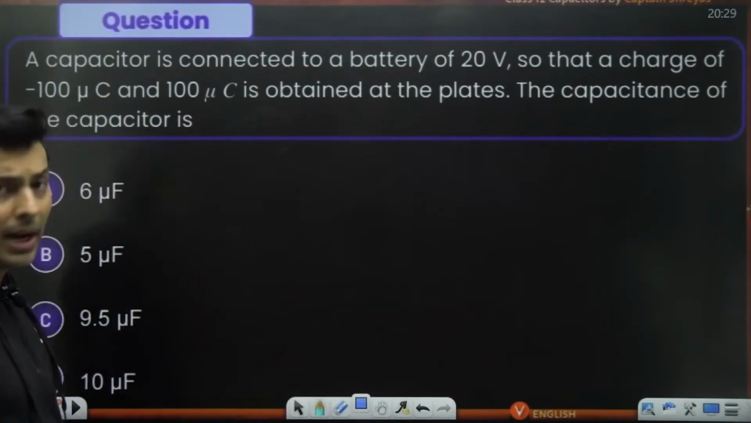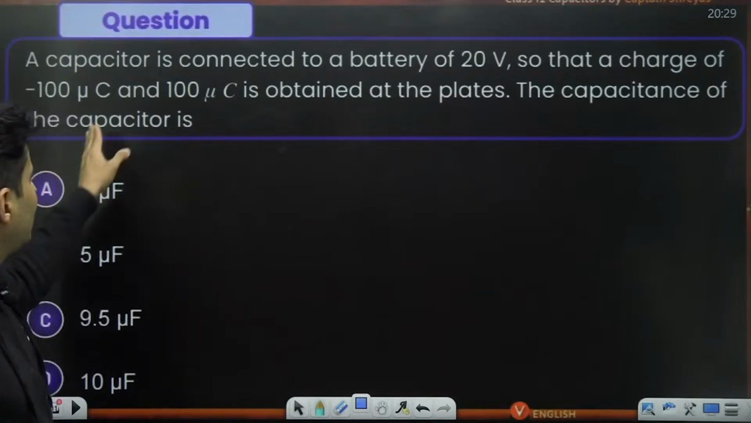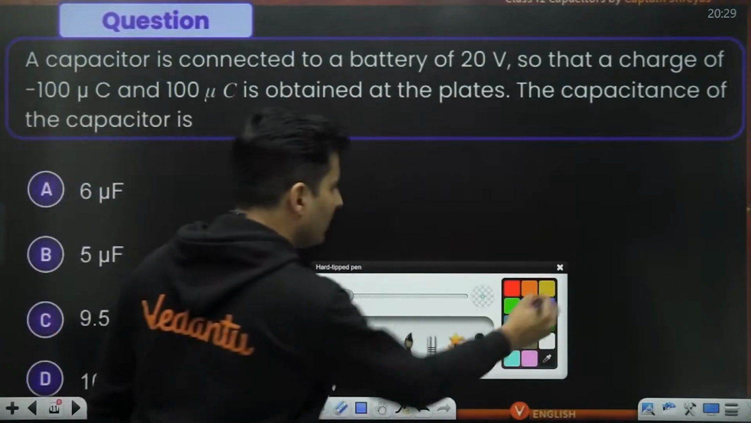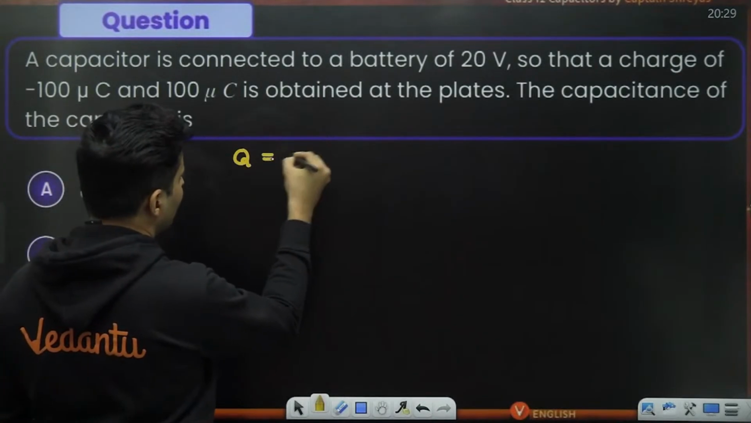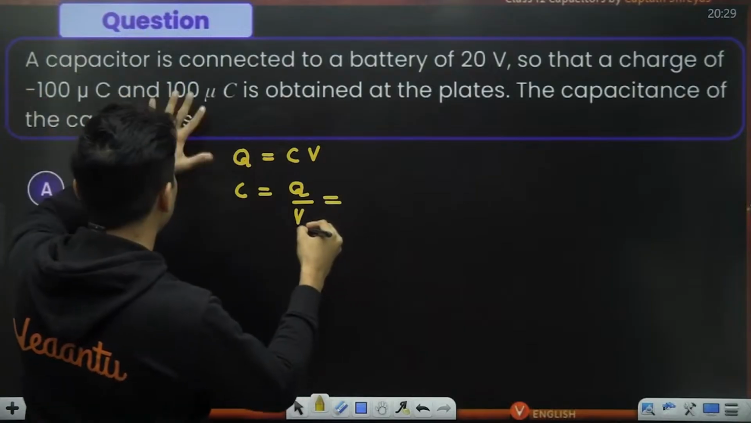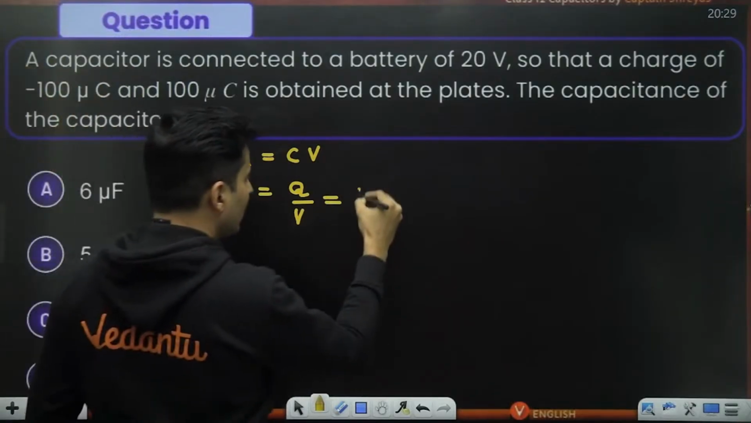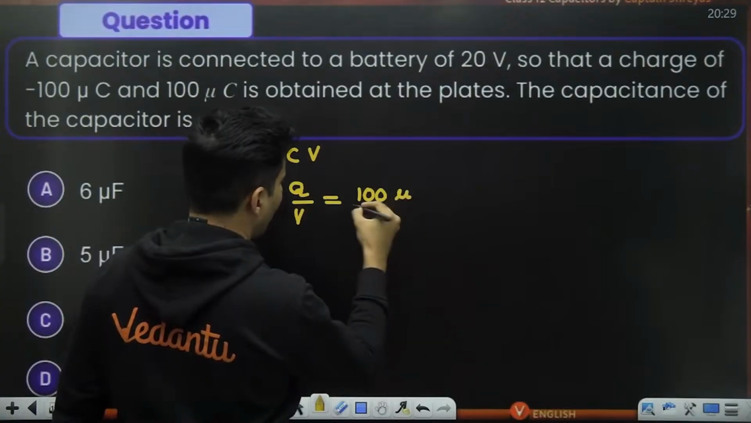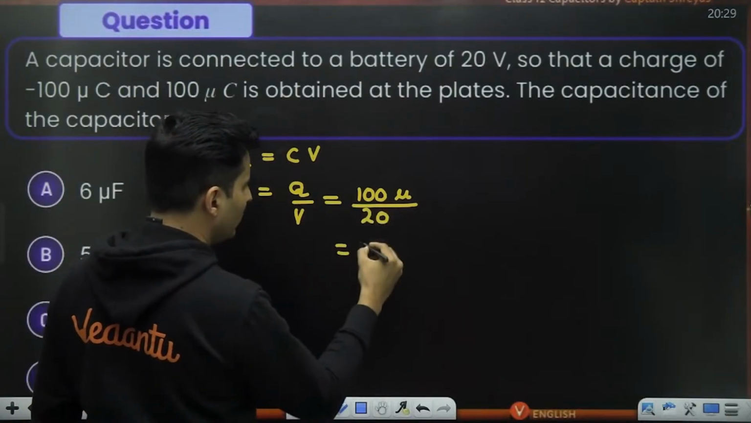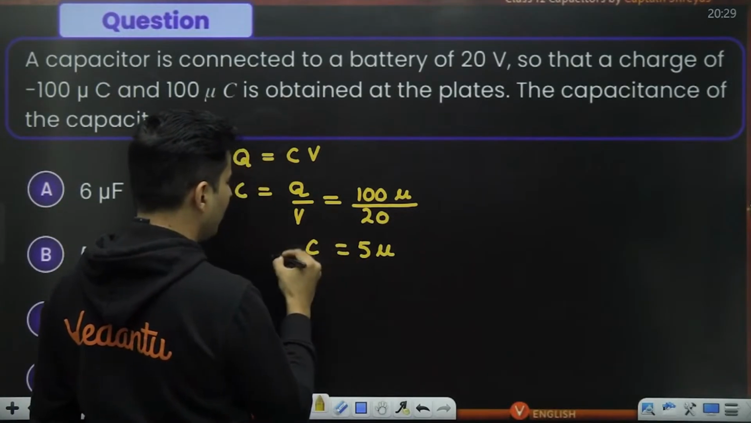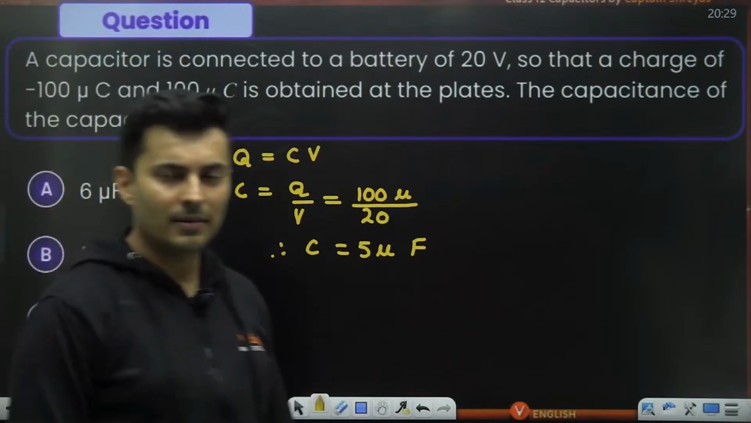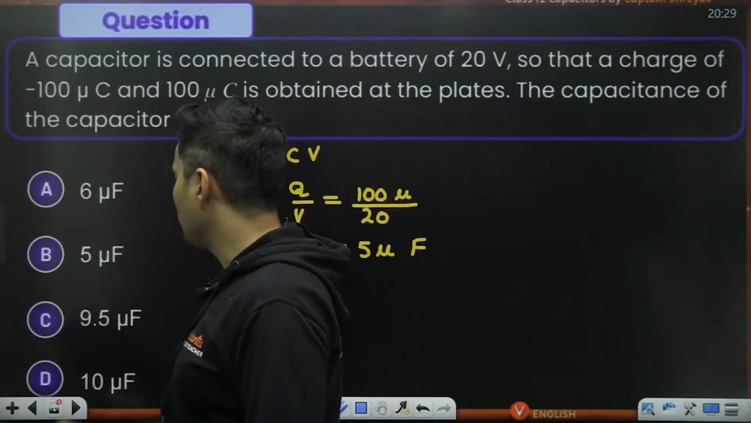A capacitor is connected to a battery so that a charge of minus 100 and plus 100 is obtained. The capacitance is how much? We know Q is equal to C into V. So capacitance is charge by voltage. Take any one of the charges, magnitude only, which is 100 microcoulomb, divided by the voltage, which is 20. The zeros cancel, 10 by 2 is 5, so it will be 5 micro. Remember that capacitance is always in farad, so 5 microfarad is the answer, which is option B.